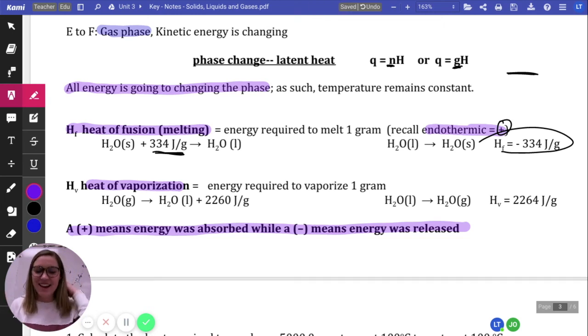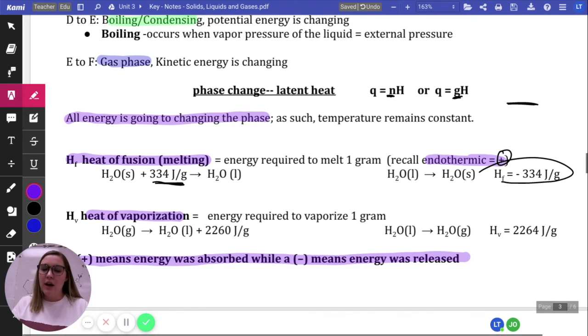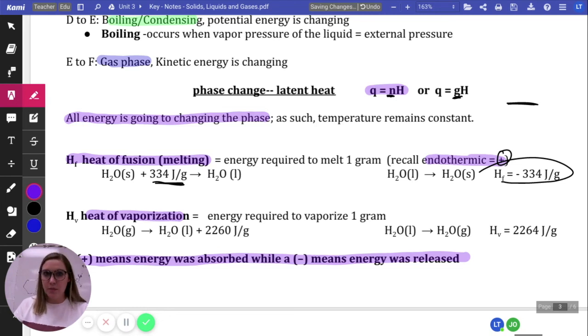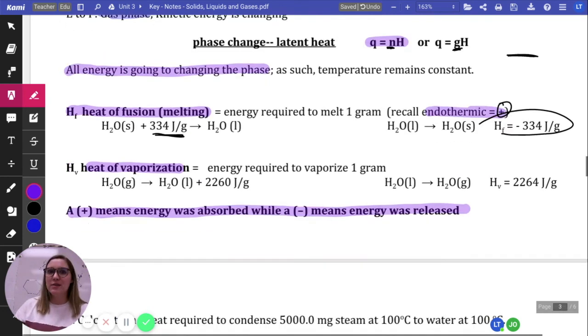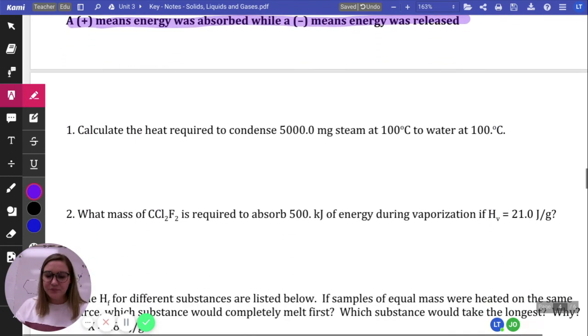Yay. Okay, so now let's do a couple practice problems using our equation up here. Q is equal to the amount of substance times our heat of vaporization, or just your heat, I guess. It's either going to be fusion or vaporization. So pay attention to what your problem is asking.